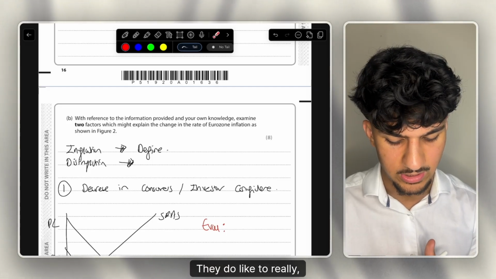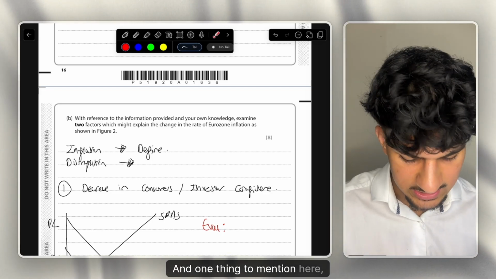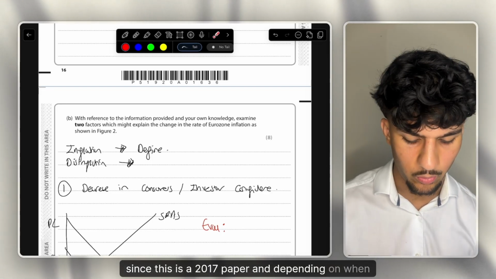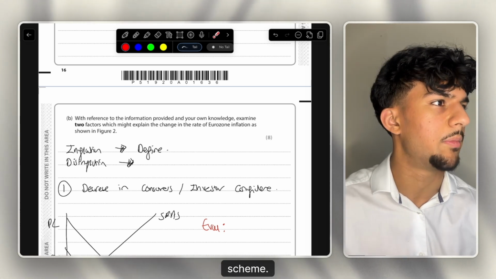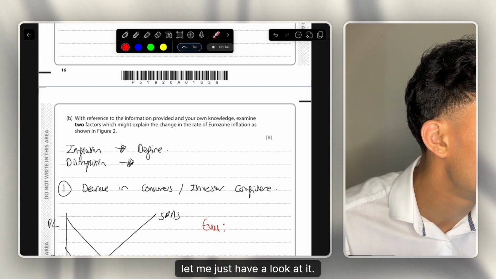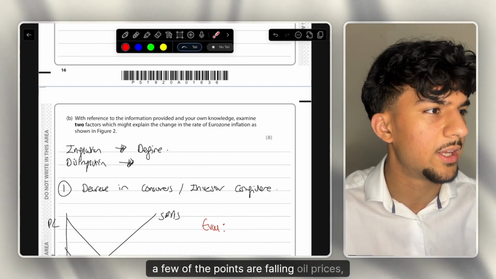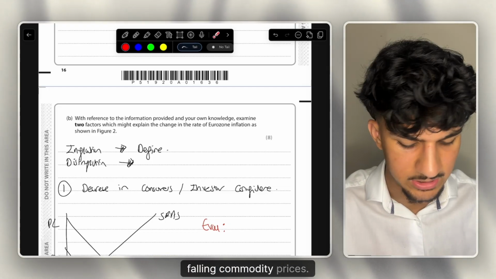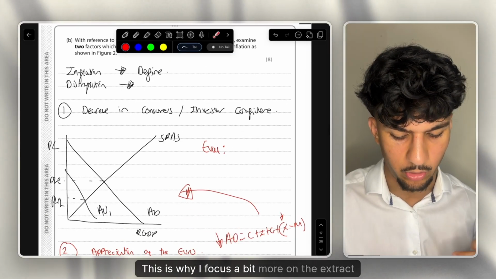They do like to really, since this is pretty much your own knowledge question. And one thing to mention here, since this is a 2017 paper, and depending on when you are answering this, a lot of the factors, I've just shown the mark scheme now, let me just have a look at it. So the mark scheme here says a few of the points like falling oil prices, falling commodity prices. If you didn't get them, I wouldn't be too worried.